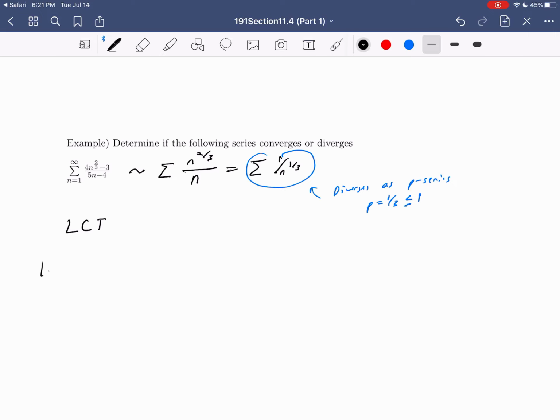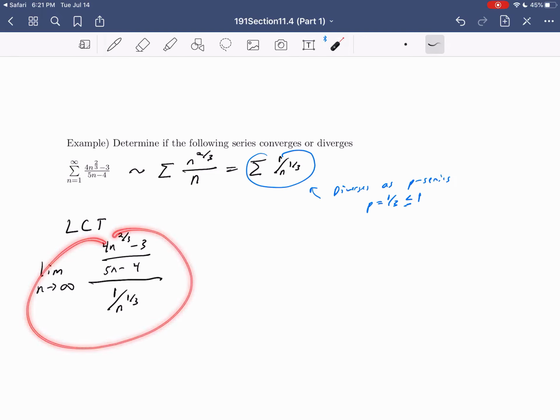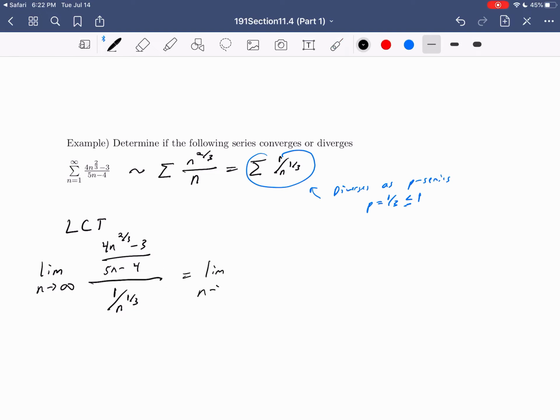To do the limit comparison test, you need to take the limit as n goes to infinity of the terms of this series divided by the terms of this series. So 1 over n to the 1/3. Then you'll notice that you have this sort of complex fraction, fraction over fraction. So let's flip this up and put it up here. So we get the limit as n goes to infinity, we get 4n minus 3n to the 1/3 over 5n minus 4.